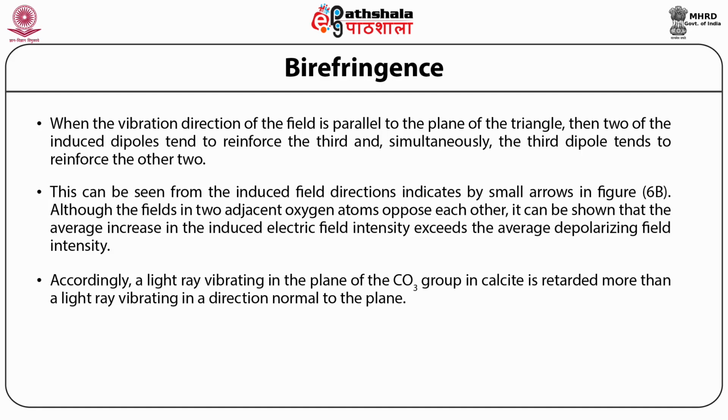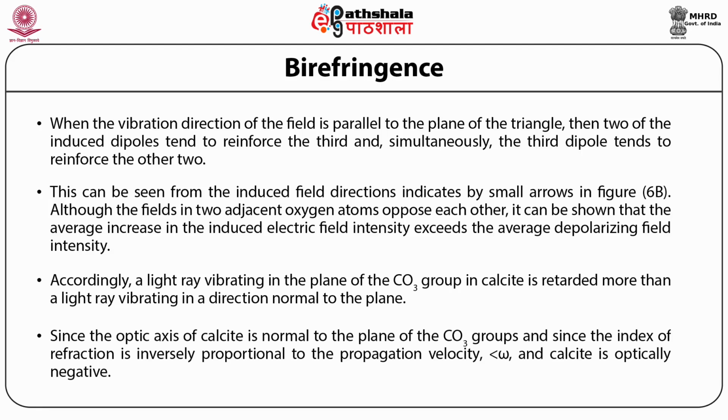Accordingly, a light ray vibrating in the plane of the CO3 group in calcite is retarded more than a light ray vibrating in a direction normal to the plane. Since the optic axis of calcite is normal to the plane of the CO3 groups, and since the index of refraction is inversely proportional to the propagation velocity, epsilon of calcite is less than omega, and calcite is optically negative.